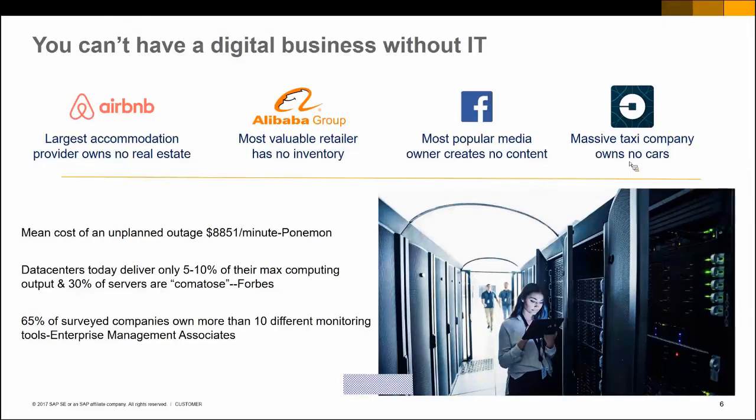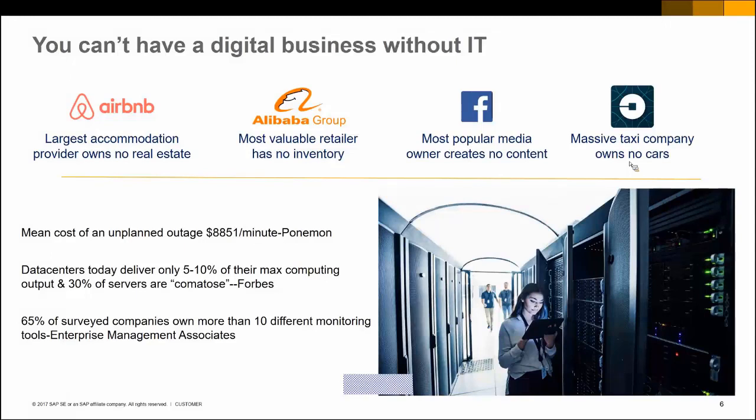The mean cost of an unplanned outage is almost $9,000 a minute, according to a PNOM study. Data centers are only delivering 5 to 10% of the maximum computing output, according to Forbes, and a lot of the servers are comatose. That either comes through history, i.e. a server has been there forever and nobody knows exactly what it does anymore, or a merger and acquisition where you end up with excess capacity.